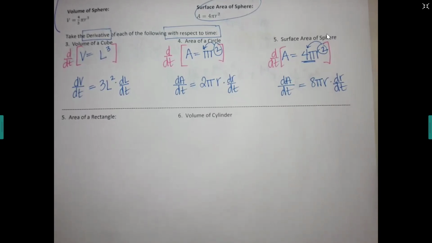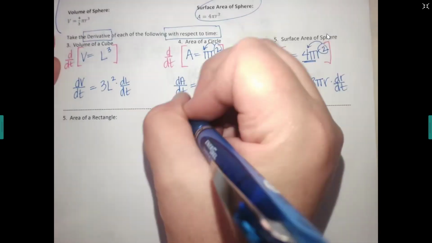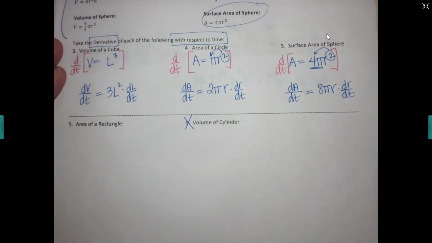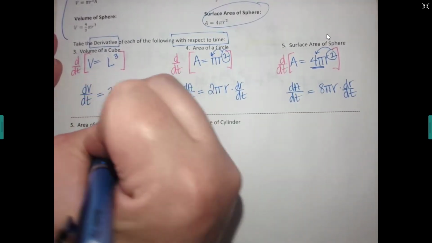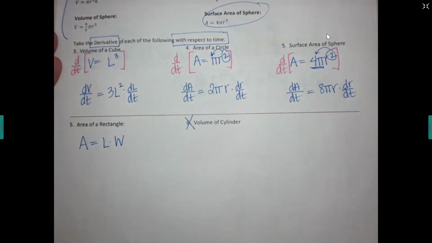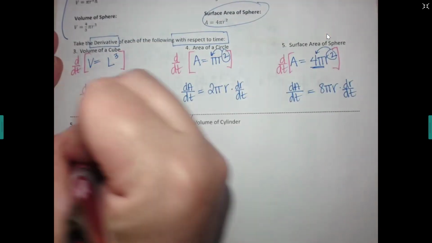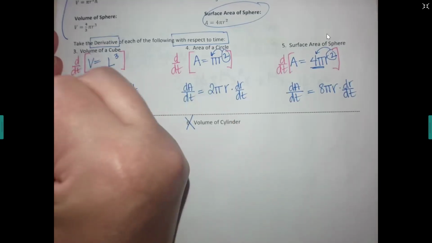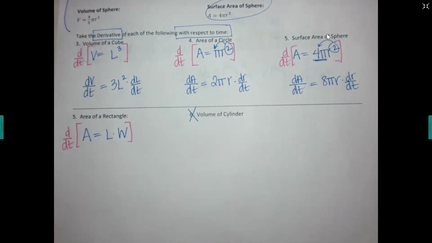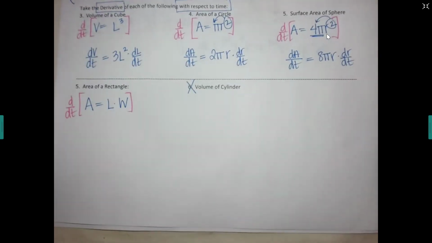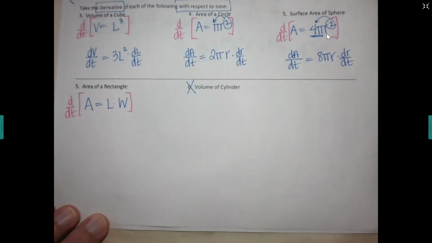Okay, we're just gonna do one more. Let's do area of a rectangle. So area of a rectangle, hopefully we all remember. Area is length times width. And we want to take the derivative of that with respect to time. So the derivative of A would go to dA/dt.